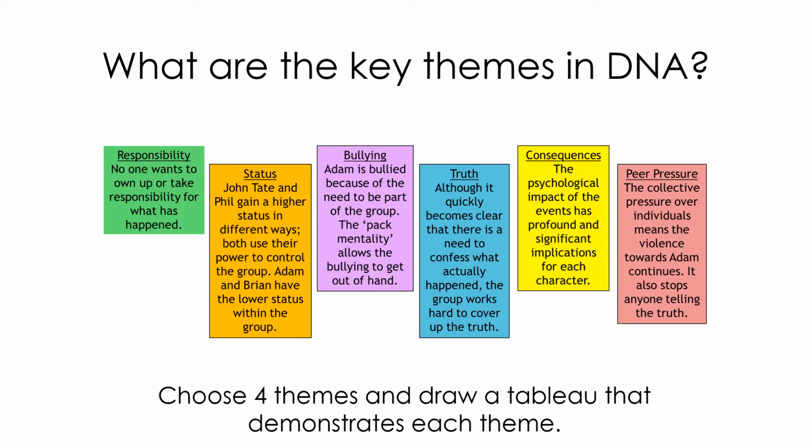We also explore the theme of consequences. The psychological impact of the events has profound, significant implications for each character. And also peer pressure. So there's a collective pressure over individuals, which means that the violence towards Adam continues. It also stops anyone from telling the truth. They all feel under a certain amount of pressure to conceal the truth.